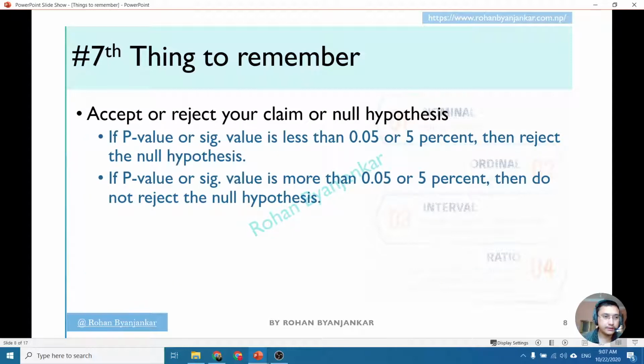And following this, the seventh thing to remember is to accept or reject your claim or null hypothesis. If the p value or the significance value is less than 0.05 or 5%, then reject the null. We must reject our claim. If the p value or significance value is more than 0.05 or 5%, then do not reject the null hypothesis.